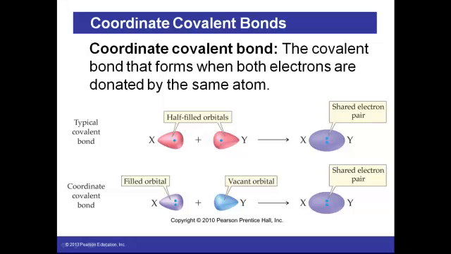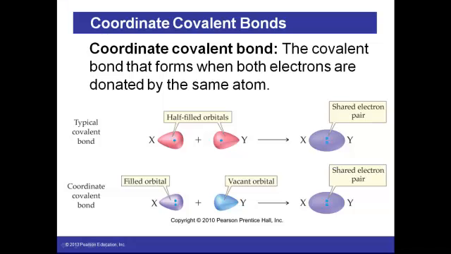So sometimes covalent bonds can form as a coordinate covalent bond. And what this means is that the electrons both come from a single atom, and the other atom has just a vacant orbital that is used for the electron sharing.